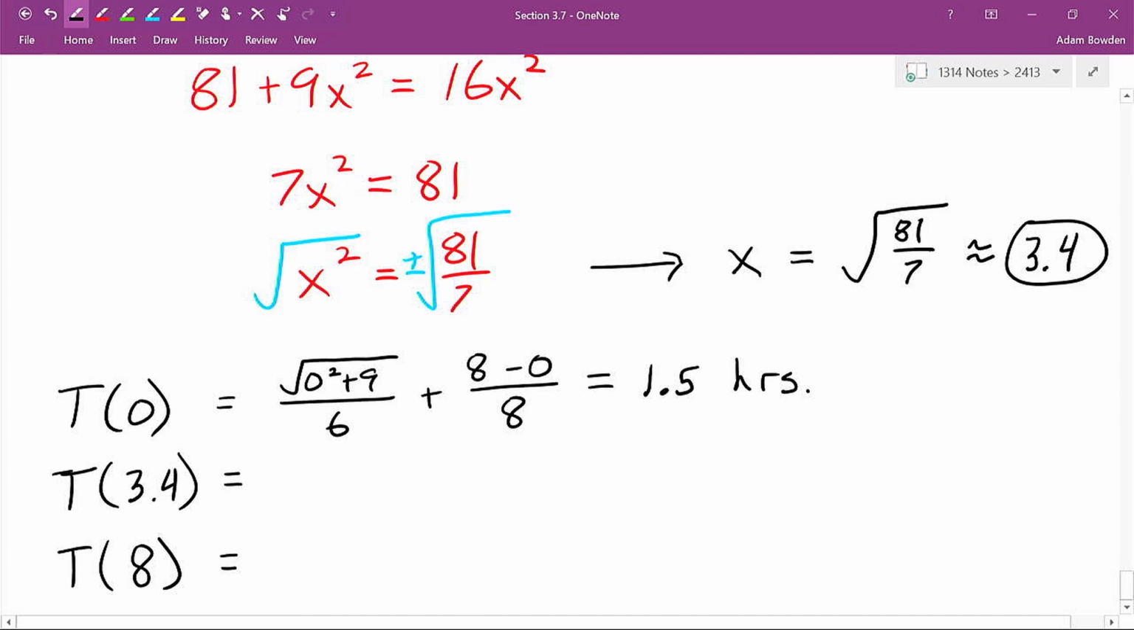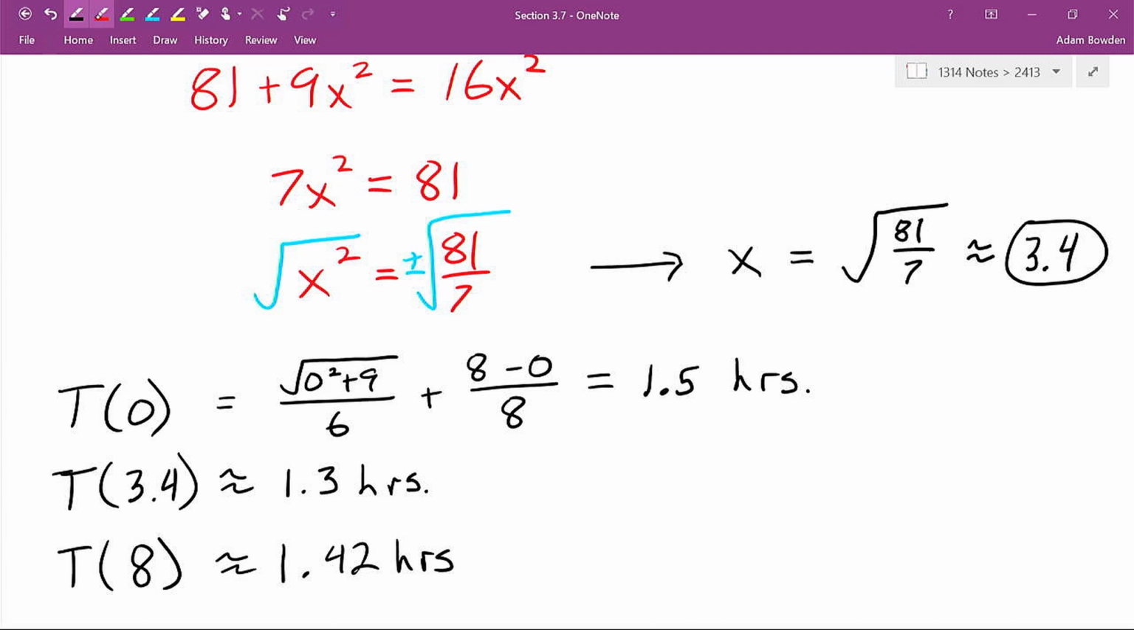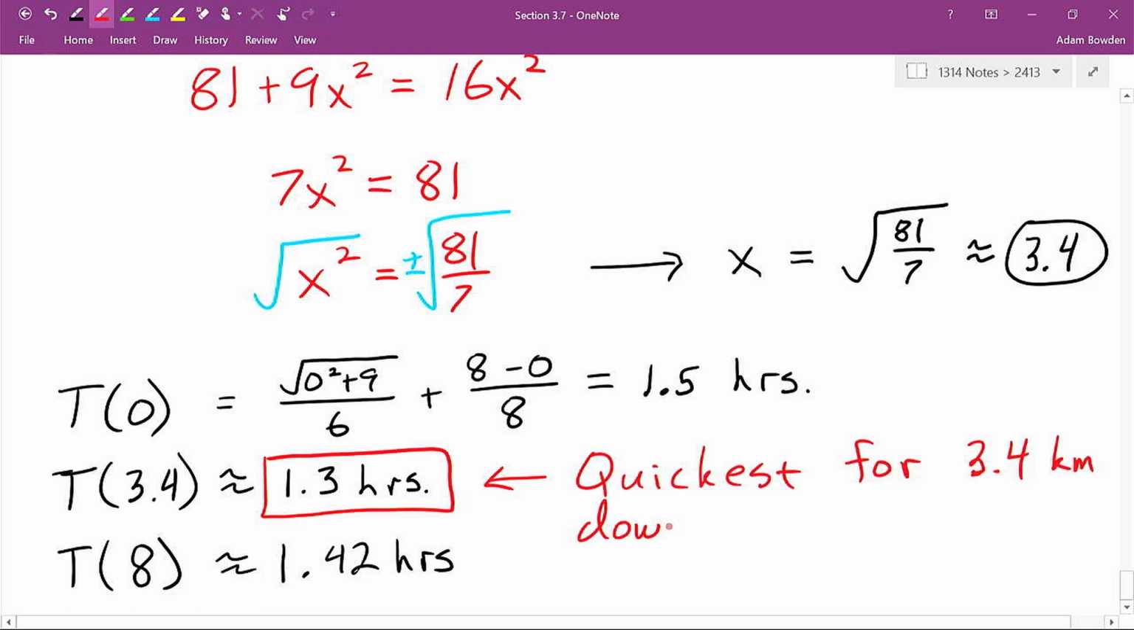If I plug in that same thing, but for 3.4, I came out with approximately 1.3 hours. And for 8, I plugged that in, I got approximately 1.42 hours. So now we can see the quickest way to go is to go downstream a little ways, and then from there go on land the rest of the way. So we can say that it's quickest to go 3.4 kilometers downstream and then travel from there onward.